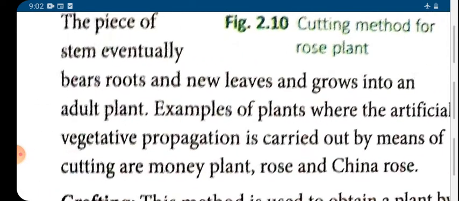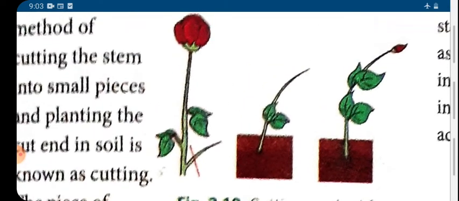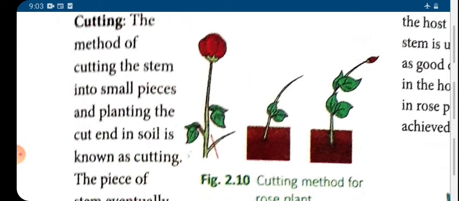So examples of the plants where artificial vegetative propagation is carried out by means of cutting are money plant, rose and china rose. These plants are grown by the cutting method. If you want to grow them, you should use the cutting process. It's a very simple process. We just take a stem piece, and that cut part of the stem is planted in the soil. Simply water it regularly, give nutrition to it, and after some time it will become a new plant after bearing roots and leaves.